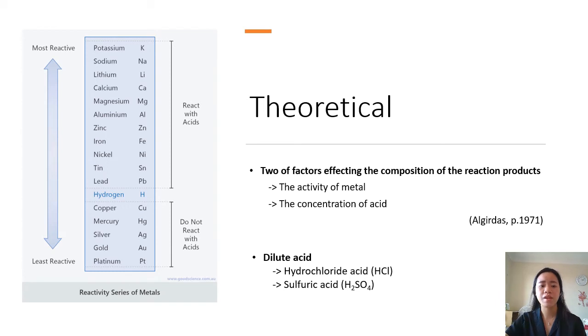Take a look at the reactivity series of metals. It is clear that in the reactivity series, metals decrease in chemical reactivity from the top to the bottom, and the metals above hydrogen will react with dilute acids such as hydrochloric acid and sulfuric acid. However, the metals below hydrogen will not react.